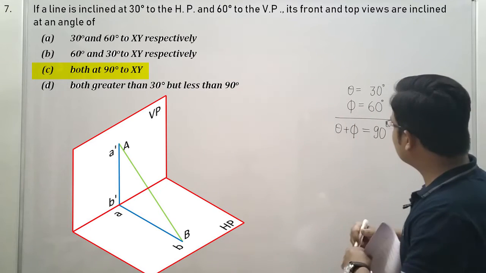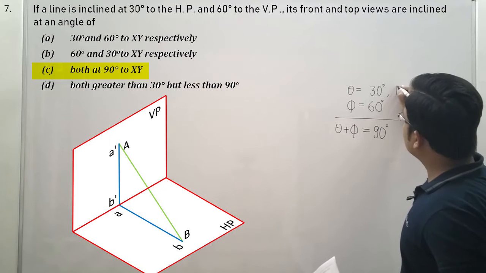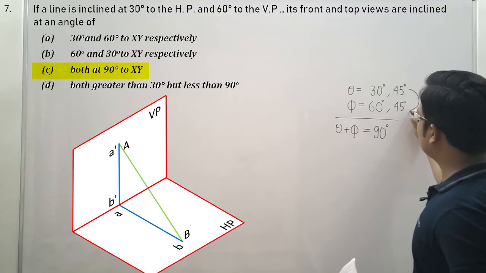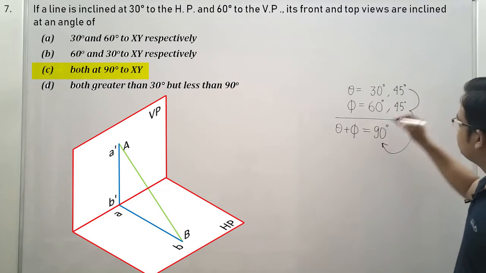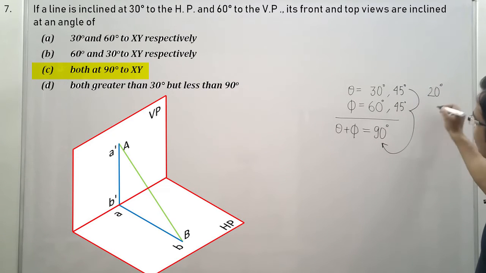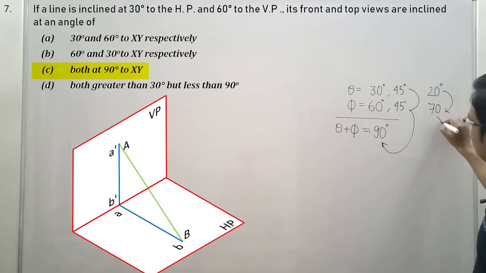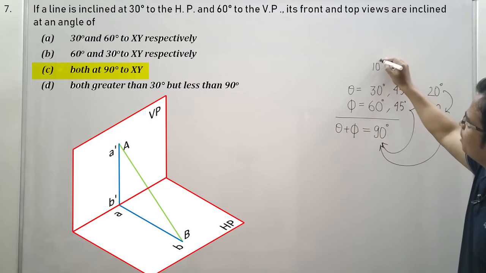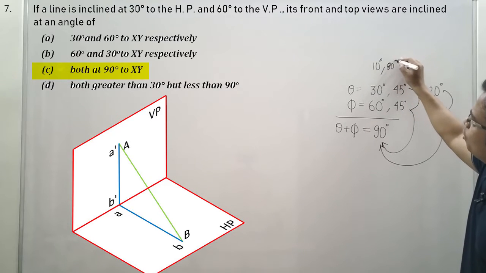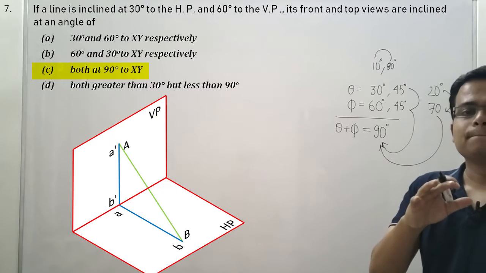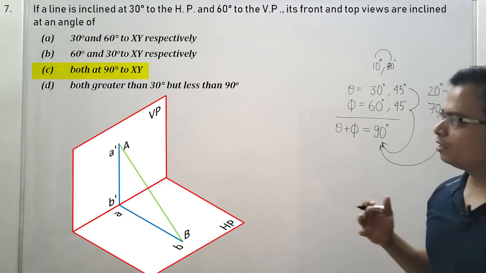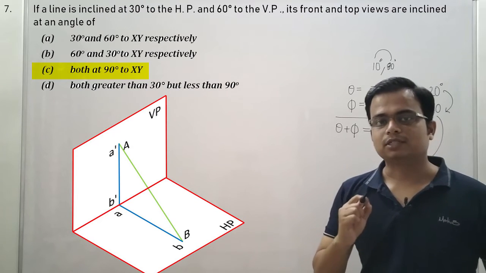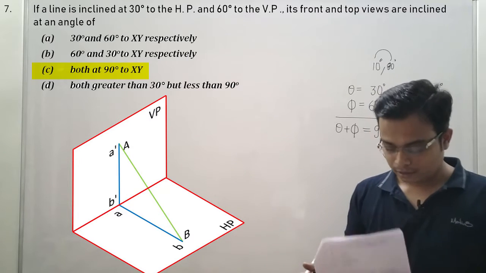Now guys, the problem could have been asked in a different way. Let's say theta would have been 45 in place of 30, and phi would have been 45. So 45 plus 45 again would give you 90 degrees. Let's say theta is 20 degrees, and in that case, phi is 70 degrees. This is also the case of a ladder. Again, the sum is 90 degrees. Let's say theta is 10 degrees, in that case phi would be 80 degrees. In all the combinations, you see that theta plus phi is working out as 90 degrees, and in all the cases, the front and top views, both of them will stay perpendicular to the xy line. So this is the best explanation which I can give.